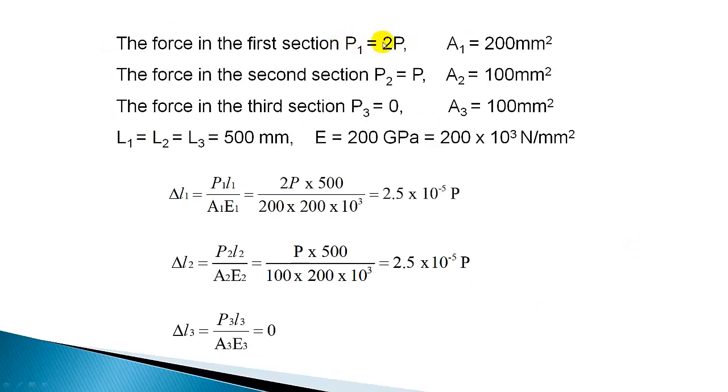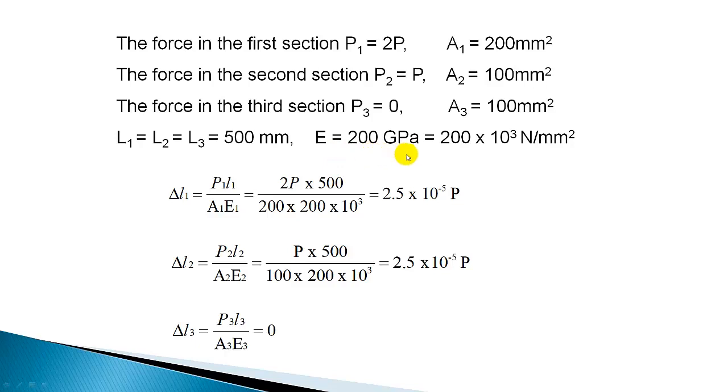Now this force P1, P2, P3 I have written once again here. A1 is 200 mm square, since the portion AB area is equal to A and we are given that A is 200 mm square. So I have written A1 as 200 mm square. A2 and A3 is A by 2. So A is 200, so A by 2 is 100 mm square. So BC and CD sections, you have 100 mm square area, and the lengths of each portion AB, BC and CD, each one is 500 mm.